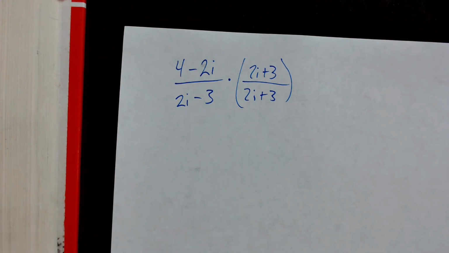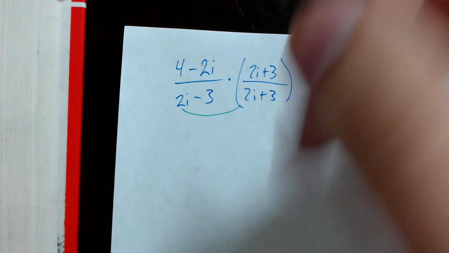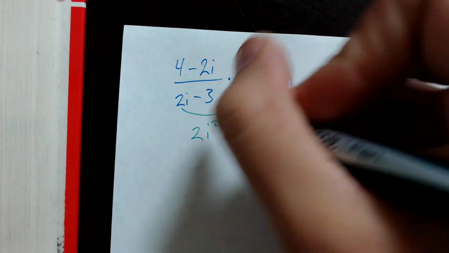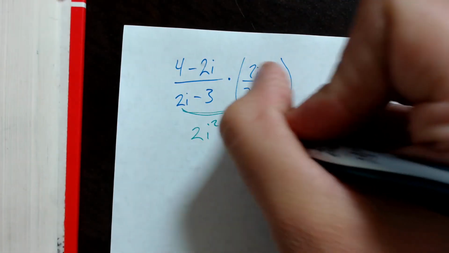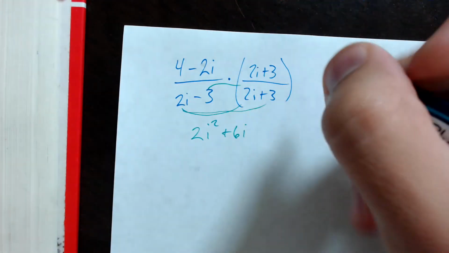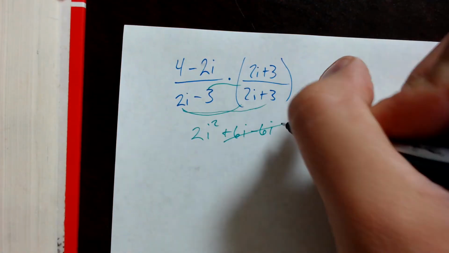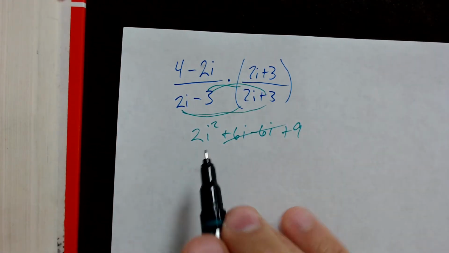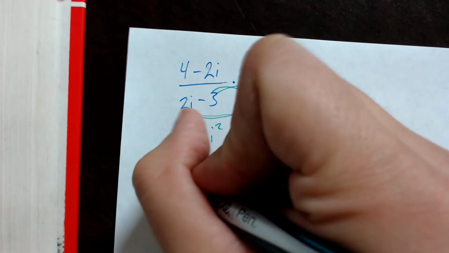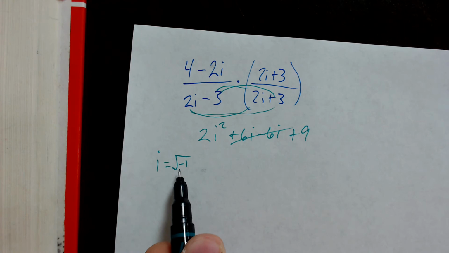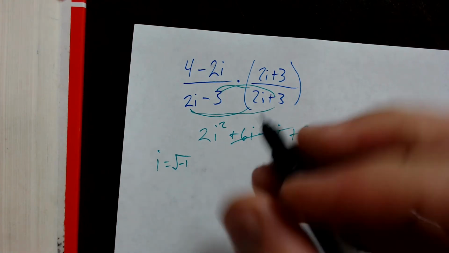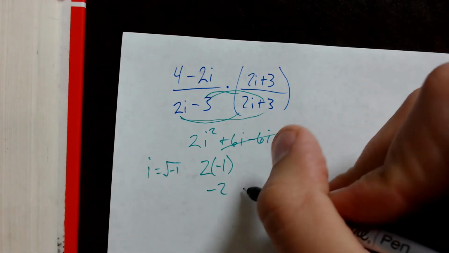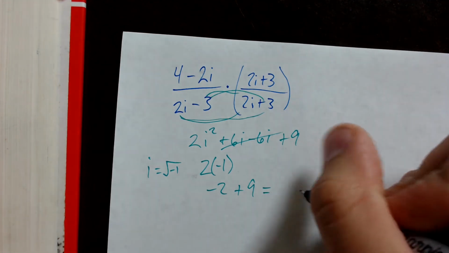So what happens here is when I get 2i times 2i, that gives me 2i squared. We'll simplify that in another step, and then 2i times positive 3 gives me positive 6i. Here, I go to the inside, negative 3 times 2i gives me negative 6i. Those cancel. Great. Negative 3 times positive 3 gives me plus 9. Now, as for this 2i squared, we know i is equal to the square root of -1, and any root times itself just equals that number. So 2i squared becomes 2 times -1, which is just -2. So we have -2 plus 9, which gives us a denominator of 7.